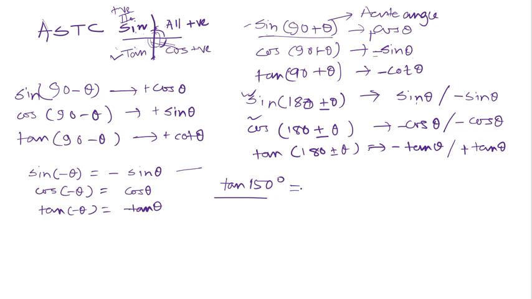Correct? So now I assume you know that tan 150 is nothing but I can write it as tan of 180 minus 30 degrees. Okay, so tan of 180 minus 30 means 180 minus 30. So it will be in the second quadrant, tan will remain tan and it will become negative. So minus tan 30 degrees. Correct? It will become minus tan 30 degrees. Okay. So now we have to find out what is tan 30.